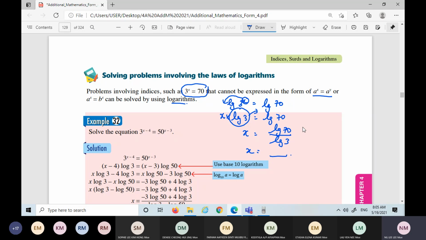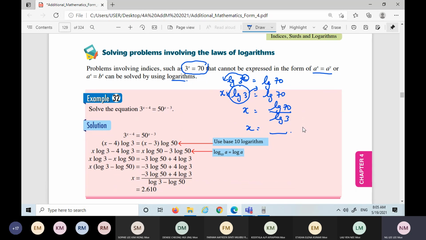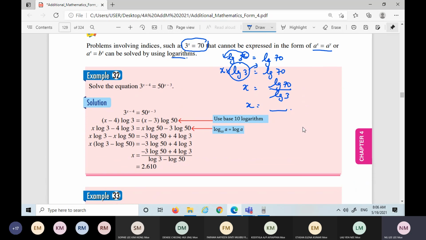Okay, so we look at example 32. If I'm too fast, anything that you don't understand, you have to stop me, and then I will repeat. If you don't stop me, I will just go non-stop like a train. Look at example 32. Solve the equations. This one do the same thing.